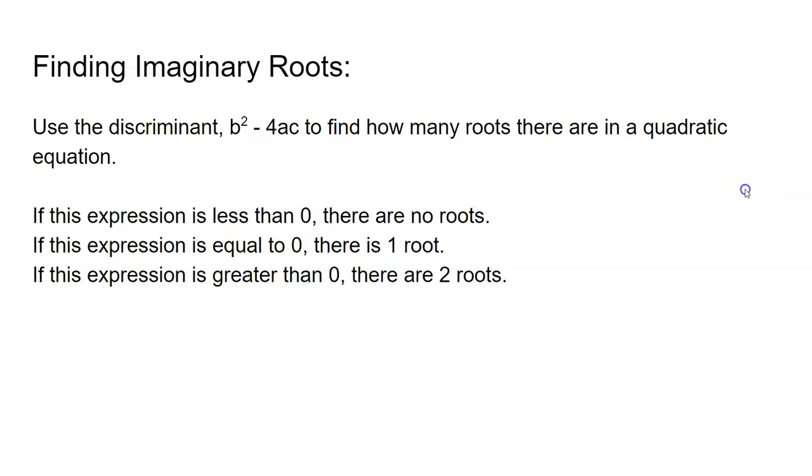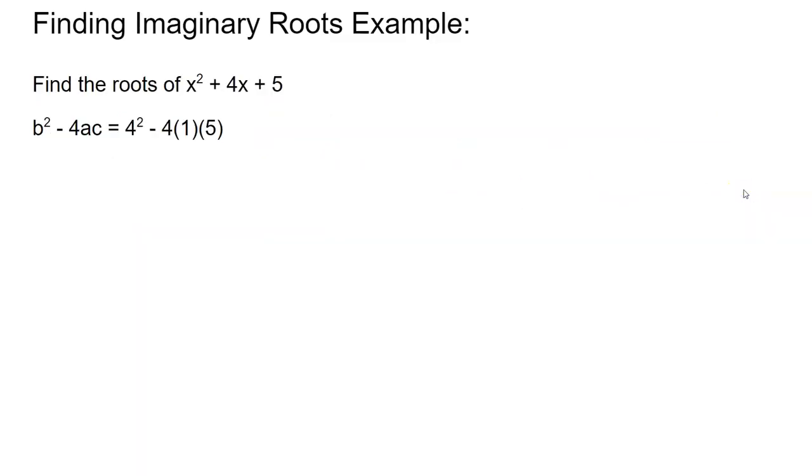So let's look at an example. Finding the roots of x squared plus 4x plus 5. Now this is unfactorable. You can try it, but it's not really going to work out. And if we use b squared minus 4ac, with a is 1, b is 4, and c is 5, and we substitute in our values, you can see that it is less than 0. -4 is less than 0. That means there are no real roots. Yet the question is still asking us to find roots, so we're going to have to find the imaginary roots, the roots that really don't exist.